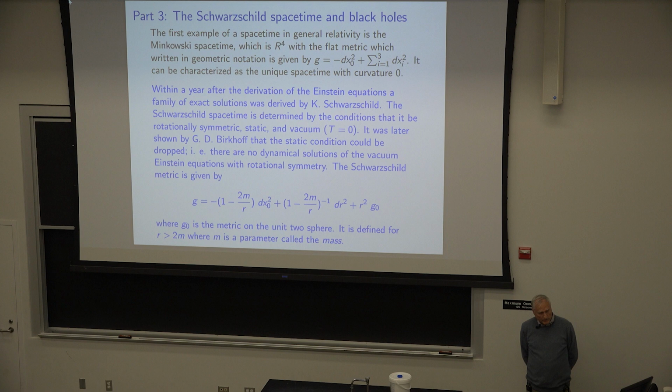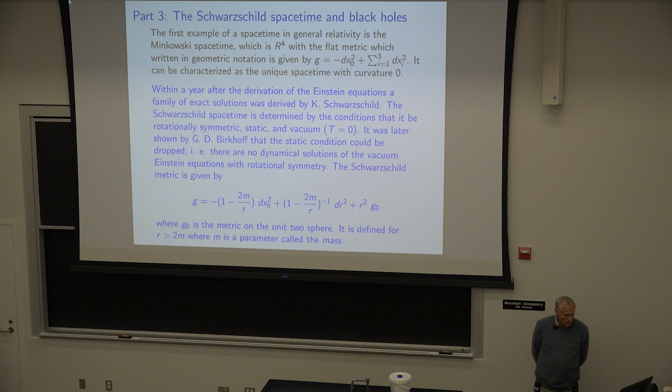Actually, it was later shown around 1920 or 21 by Birkhoff that the static condition could be dropped. So it's quite a remarkable fact about the Einstein equations that there are no dynamical solutions of the vacuum equations which are rotationally symmetric. So that might seem a little surprising. But the symmetry itself forces the solution to be stationary. That's in the vacuum case, of course.